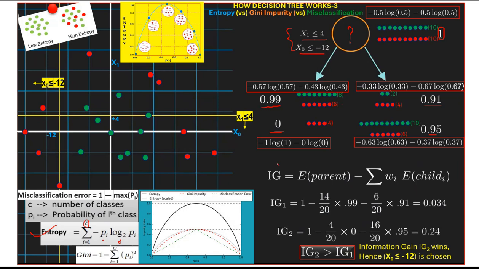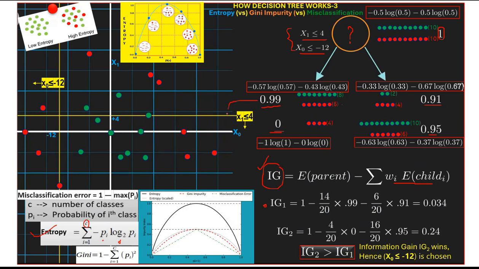Now I have to find the very critical quantity called information gain. The concept is that information gain is the entropy of the parent, who is the parent here, right, minus the sum of the weighted entropy of the children. So I have to apply the weights to the entropy of the children. The entropies of the children are 0.99, 0.91, 0.95, and 0.0, right? And the weighted entropy. So let's take information gain for x1.